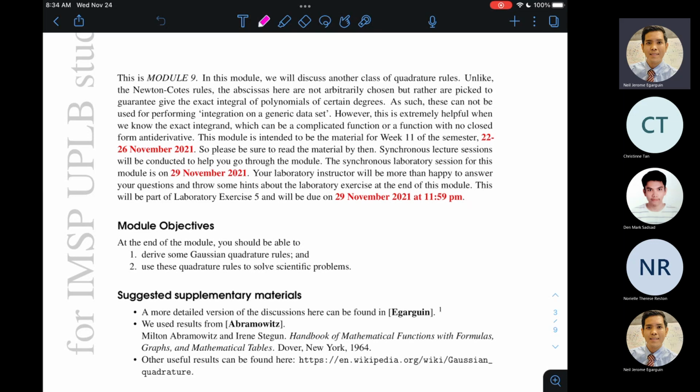So ano yung kailangan natin gawin for this particular module? Number one, we will look at the derivation of some Gaussian quadrature rules. So makita nyo dito, iba tong class ng pang-approximate sa integral aside from the Newton-Cotes formulas, pero quadrature rules pa rin sila. And second, we want to use these quadrature rules to solve scientific problems.